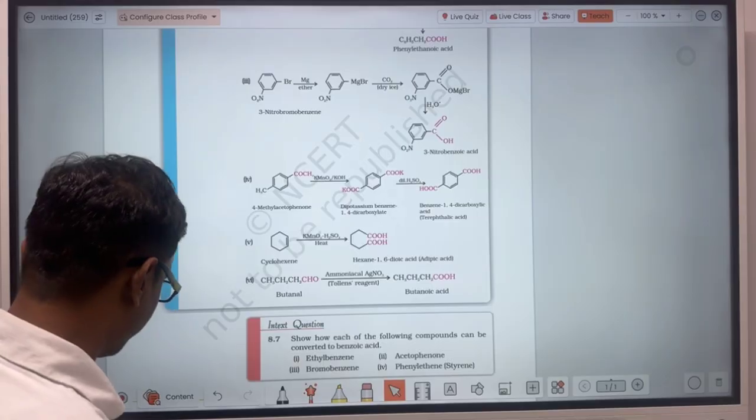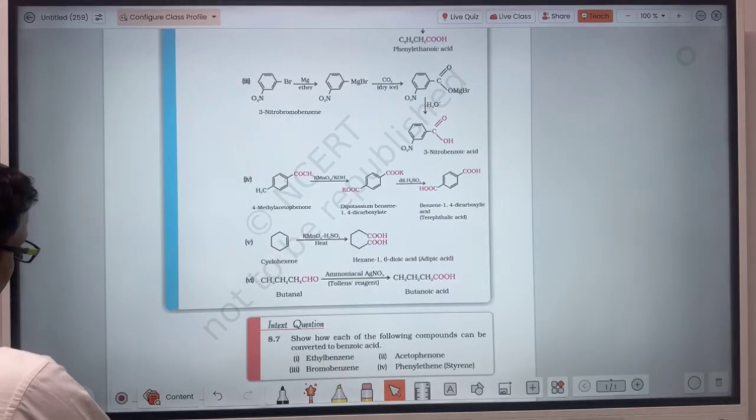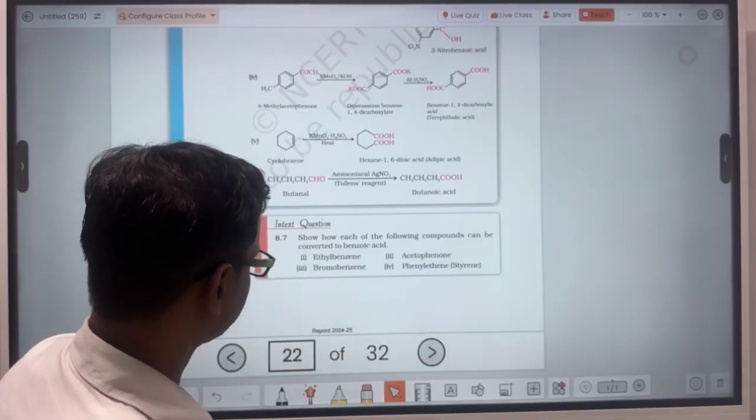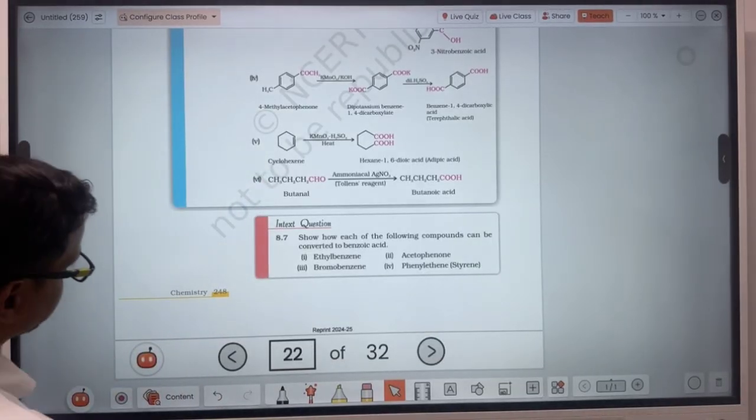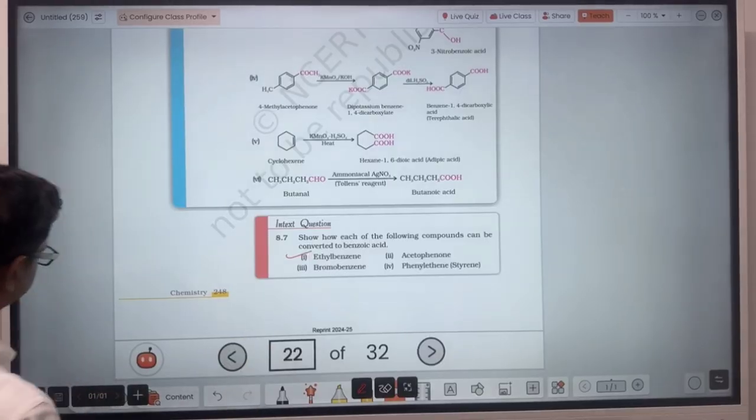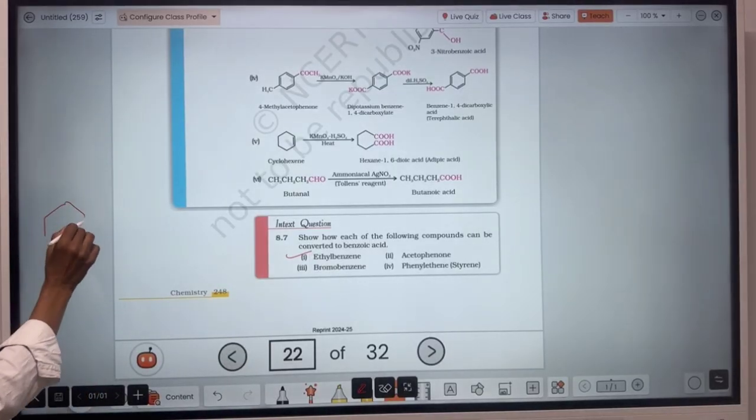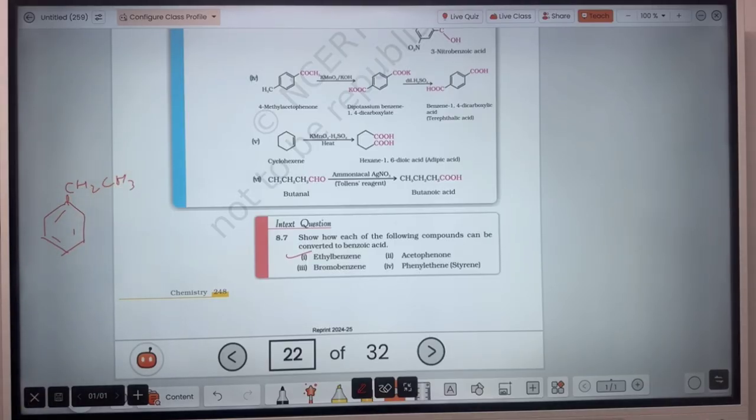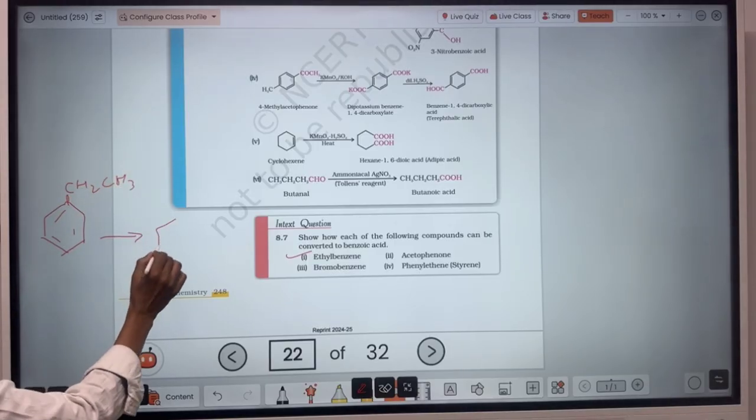This question was solved. Let's see here also. To benzoic acid. First question. This compound here, and that had to be converted to benzoic acid.